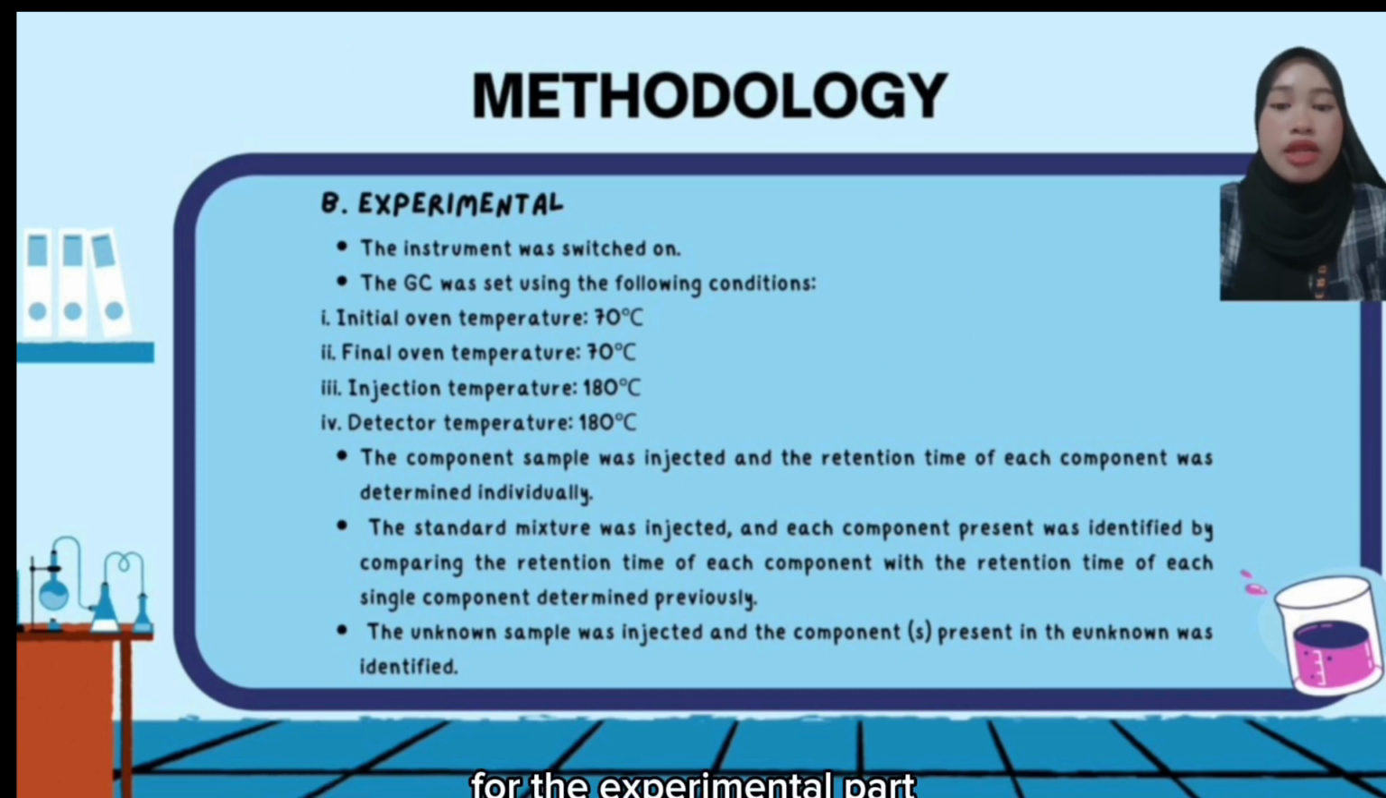For the experimental part, the instrument was switched on. The GC was set using the following condition. Initial oven and final oven temperature was set to 70 degrees Celsius, injection and detector temperature to 180 Celsius. The component sample was injected and the retention time of each component was determined individually. The standard mixture was injected and each component present was identified by comparing the retention time of each component with the retention time of each single component determined previously. The unknown sample was injected and the component present in the unknown was identified.